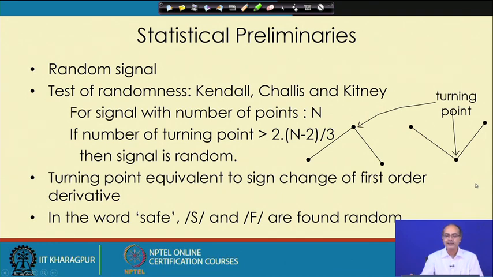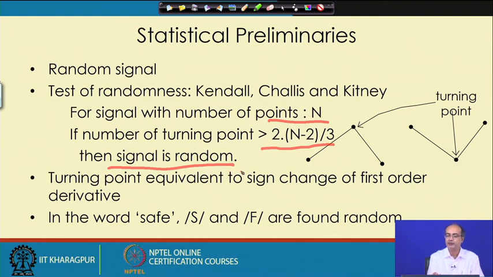For that, the statisticians have given some tests. For example, Kendall, Challis and Kidney have given a test of randomness. What they have suggested is that for a signal with n points, if the number of turning points is more than about 2/3 of n minus 2, then the signal is random.